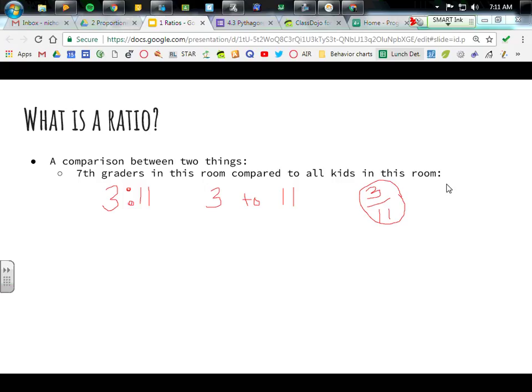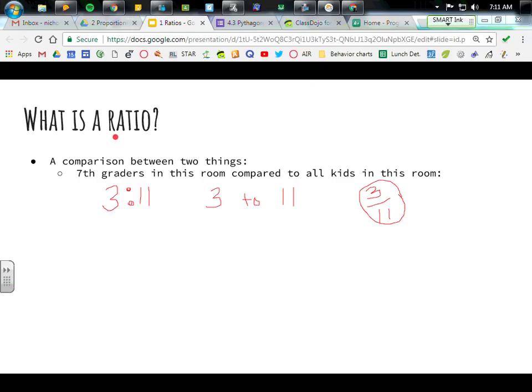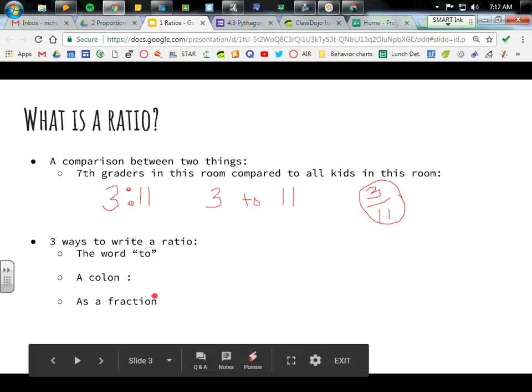So one thing to keep in mind is that order is very important whenever you write your ratio. The very first quantity, the very first item that was mentioned in my problem here was seventh graders. So in all of my ratios, I had to write the number of seventh graders first. And then they asked for the number of all the students in my room. So that number came second. It's very important to keep your order consistent whenever you're writing a ratio. So once again here, we compare the three ways to write a ratio: the word to, a colon, or as a fraction. And keep your order consistent.